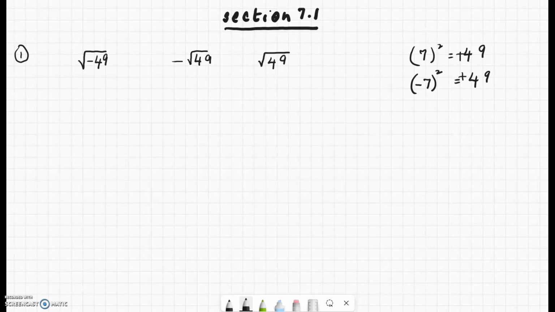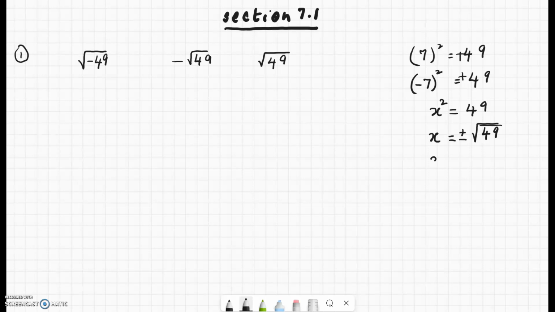So you've seen this before. If I go x squared equals 49 and I say what is x, which means find x or solve for x, then x equals either plus or minus the square root of 49. You've seen this before when you did quadratic equations.